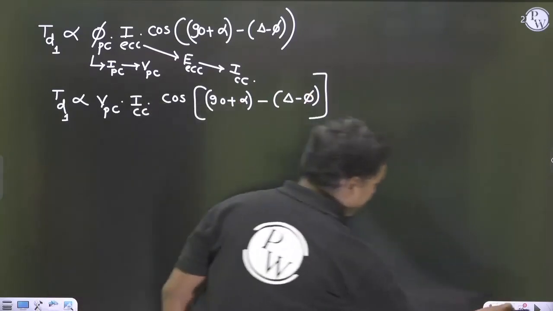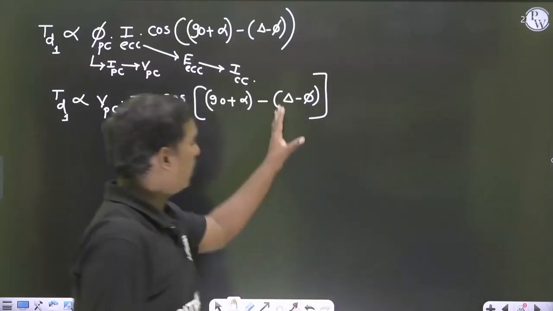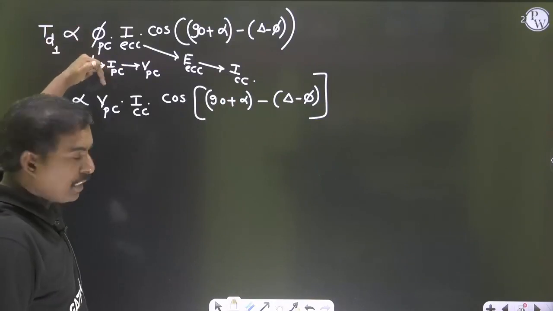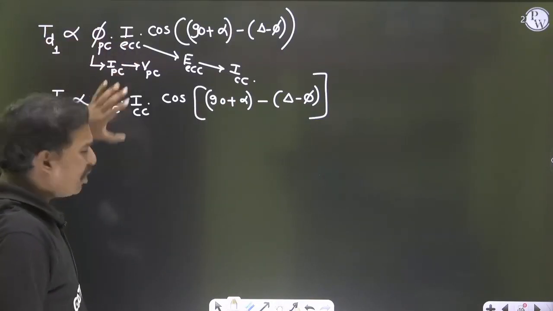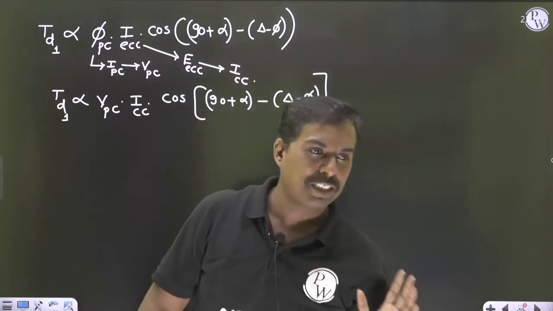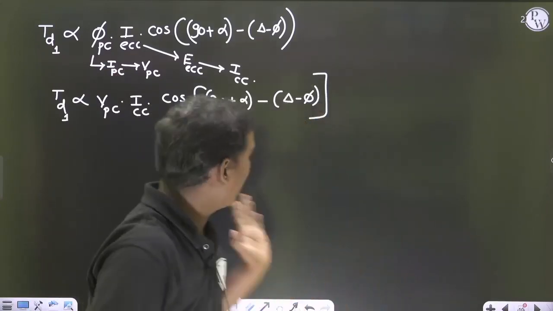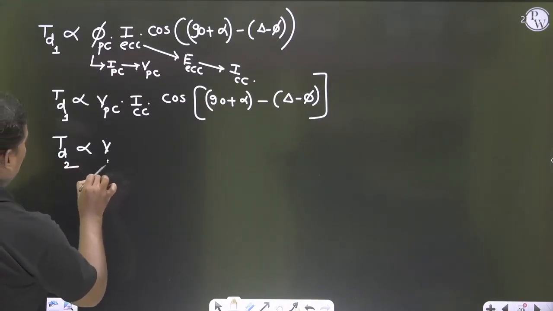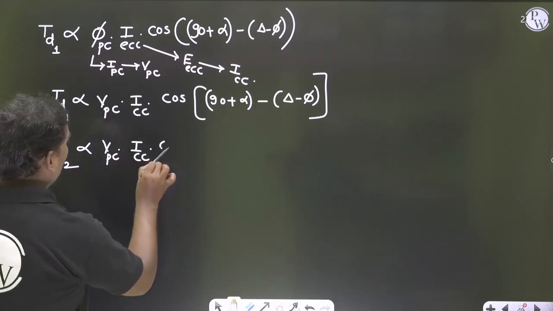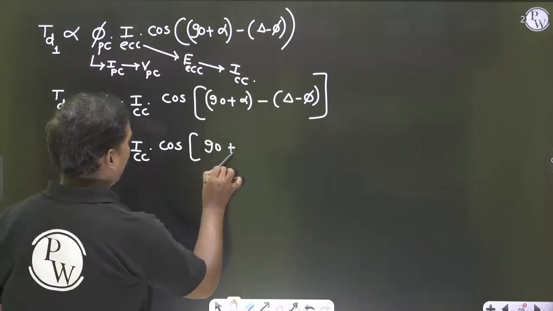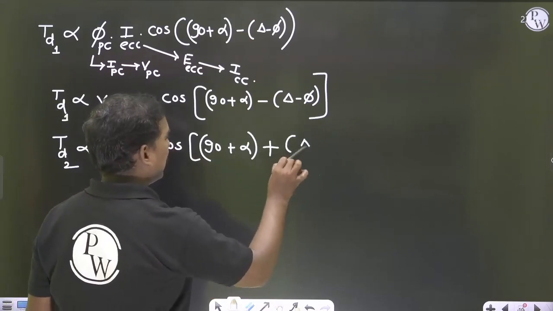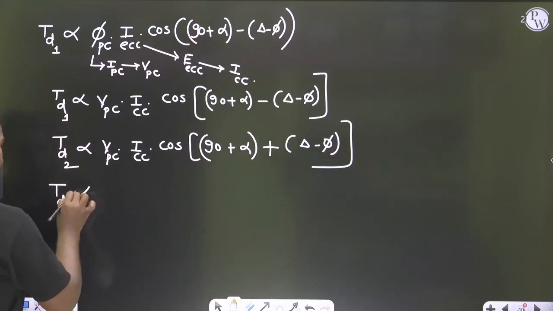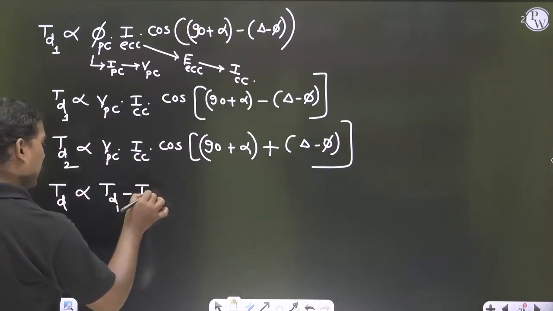Try to understand once again what I am doing. This is the TD1 expression, dear. Phi PC is due to IPC, and IPC is due to VPC. So I should get a basic power expression, VI cos phi. My intention is to get VI cos phi. Similarly, if you do TD2 also the same, VPC ICC, you are going to get cosine of 90 plus alpha plus delta minus phi. And the resultant torque TD is proportional to TD1 minus TD2.